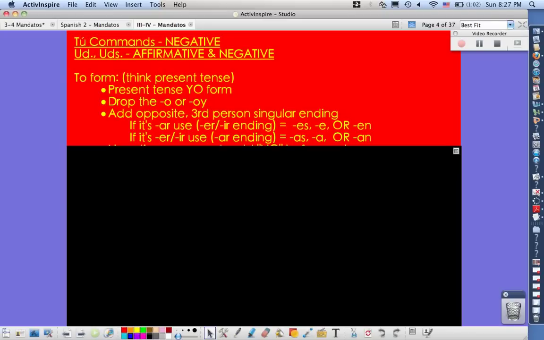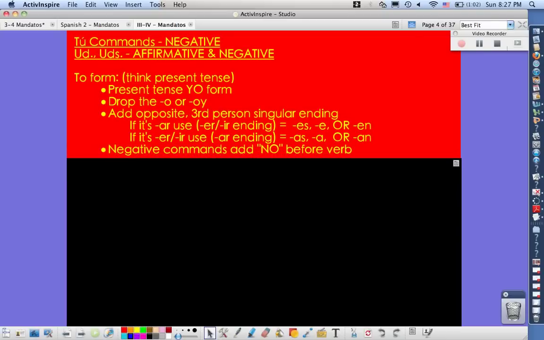If you take a look then for usted, E for AR verbs and the letter A would be your ending for your ER-IR verbs. And in ustedes form, you'll use EN for your AR verbs and AN for your ER-IR verbs. So this is a little bit different. And in order to make these commands negative, you just add no before your verb. Very simple.